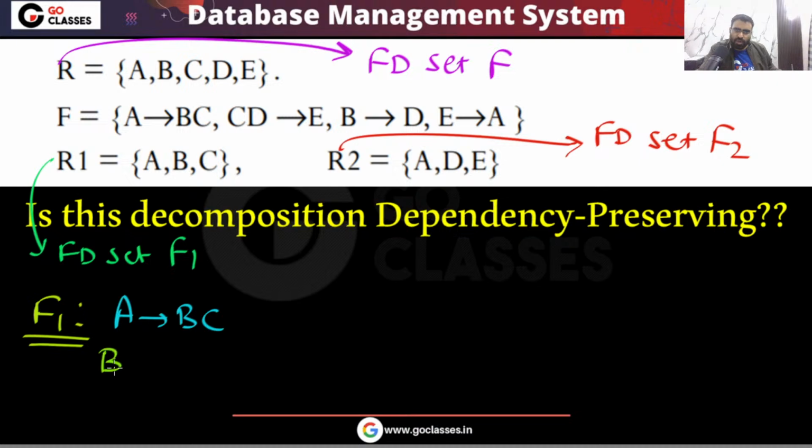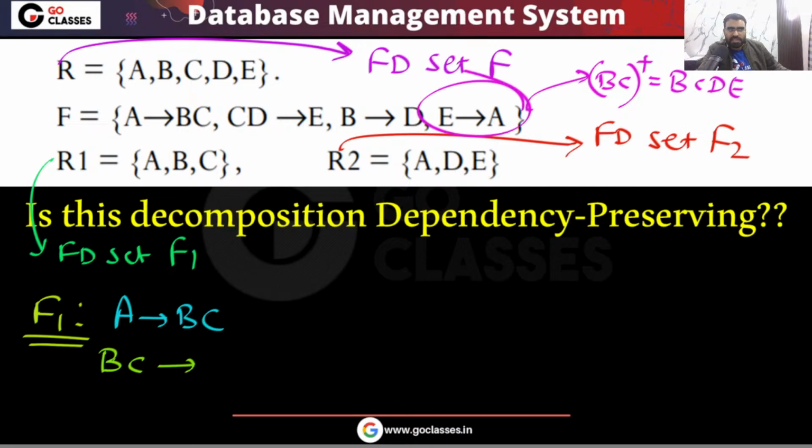So let's check BC. Can BC determine A? So you find the BC closure. If you find the BC closure, that will be BC. B can determine D, so BC closure will be BCD. You can see CD can determine A, and CD can determine E. We got E also. You can see E can determine A, so we got A also. So very simple, BC can determine A. This is the FD we got. So finally, I can say this is F1. These are the FDs that hold on relation R1.